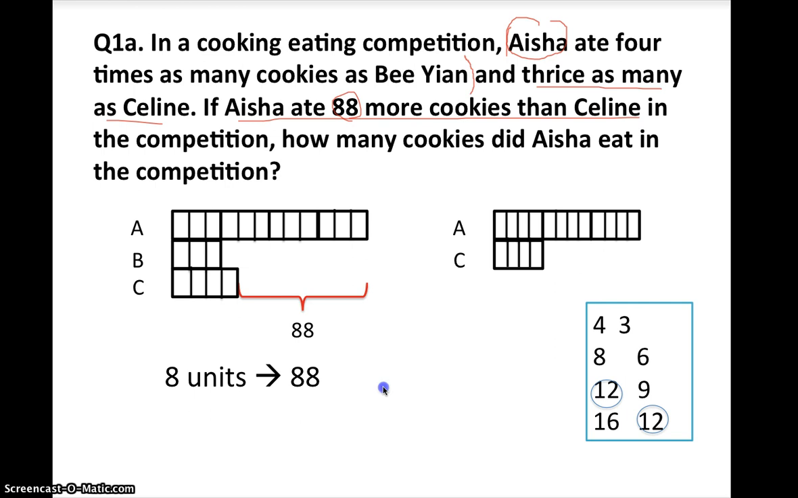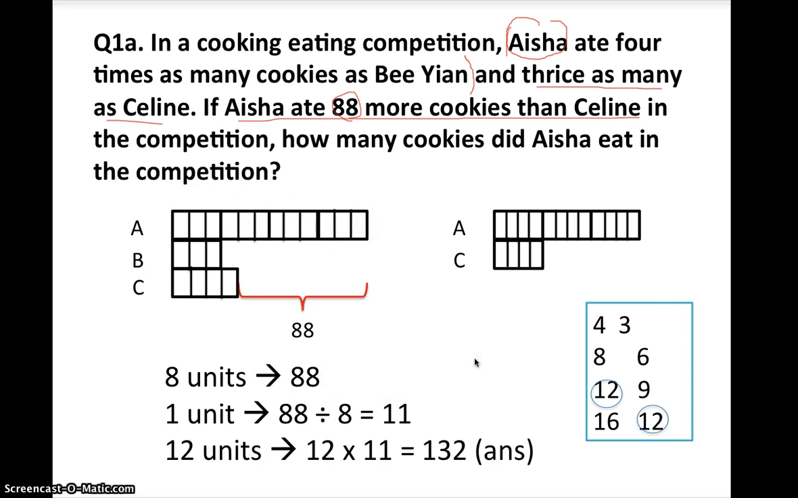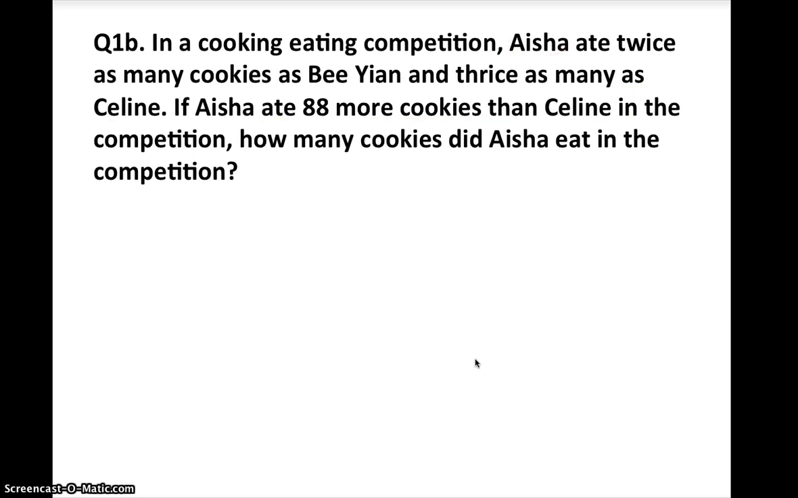So from here I can find 1 unit. 88 divided by 8, I get 11. And Aisha has 12 units altogether. So the last step would be 12 units represents 12 times 11, 132. So Aisha ate 132 cookies. Let's move on to the next question.